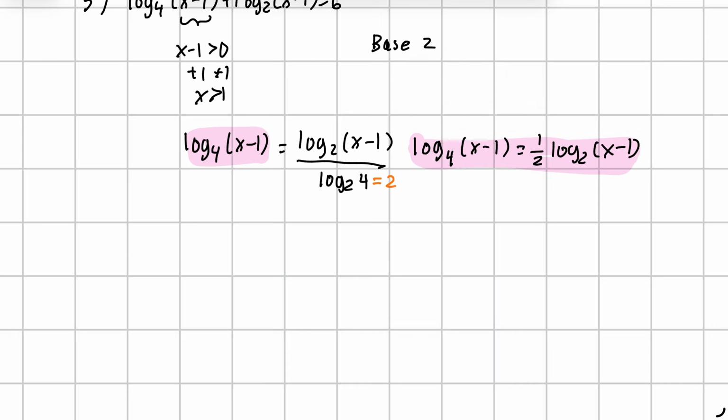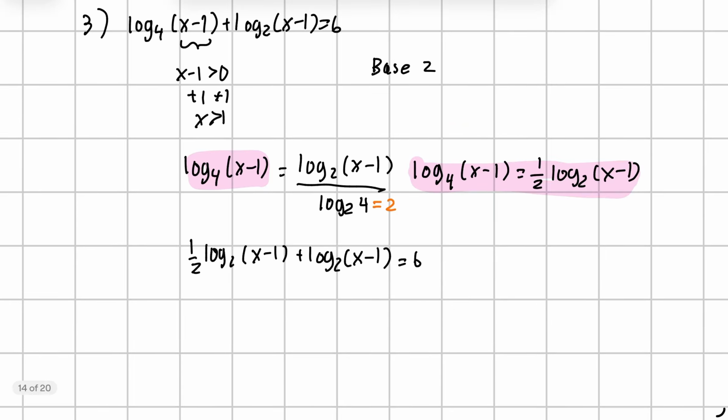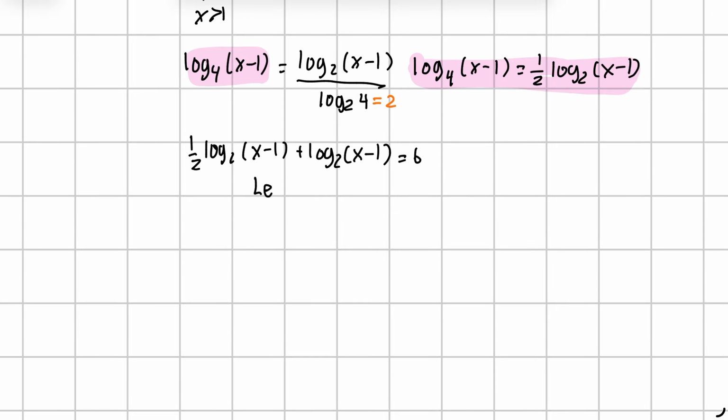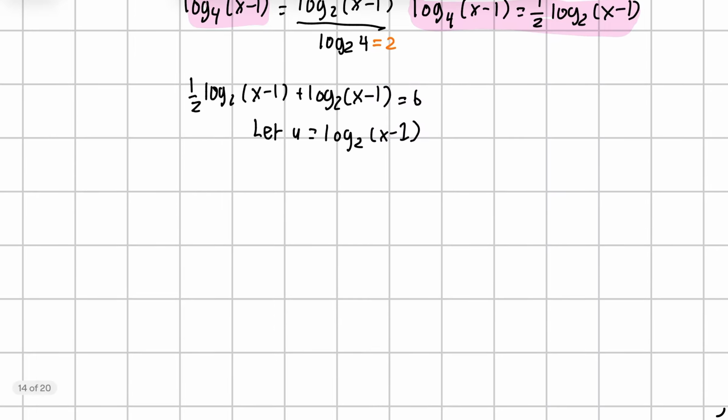So now we can rewrite this as 1/2 log base 2 of (x minus 1) plus log base 2 of (x minus 1) is equal to 6. So we're going to let u equal log base 2 of (x minus 1). This is u substitution. For every place where we have log base 2 of (x minus 1), we're going to substitute in u. So we have that right here, and we have that right here. This is going to turn into a simple equation: 1/2 u plus u is equal to 6.